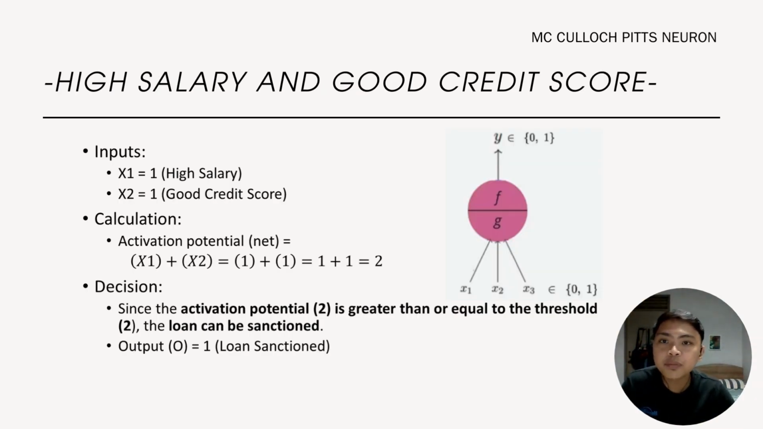Here is the computational ability of the MP neuron, analyzing one of the possible scenarios to be considered in sanctioning a loan. This is the example for high salary and good credit score, where the inputs x1 and x2 are both 1. So the activation potential is obtained by adding both inputs, giving 2 as its value. As for the decision, since the activation potential 2 is greater than or equal to the threshold value of 2, the loan can be sanctioned. And the output O equals 1, meaning the loan is sanctioned.